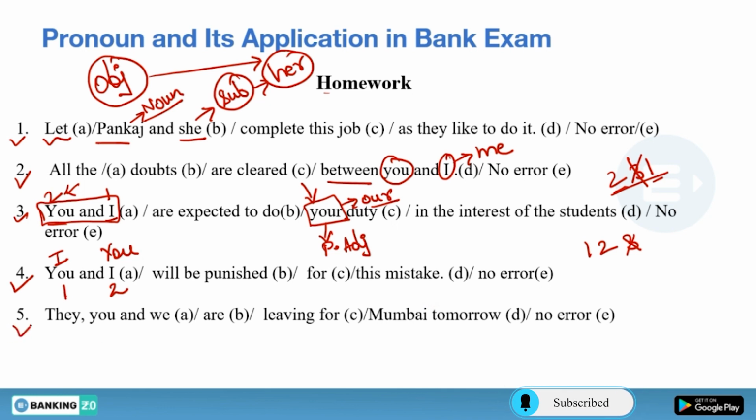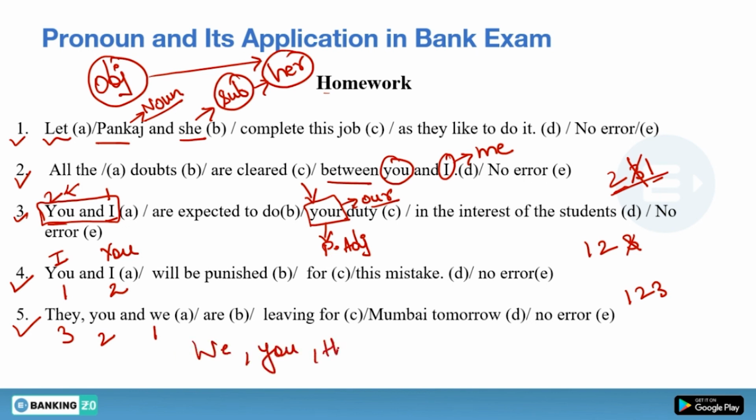Okay. Now fifth sentence, they, you, and we. Whenever we have two or more than two pronouns in a sentence as subjects, we have to use sequence 1 2 3, and the sequence here is 3 2 1. This is the wrong sequence. Change it into we, you, they are leaving for Mumbai tomorrow. Now this sentence is correct.